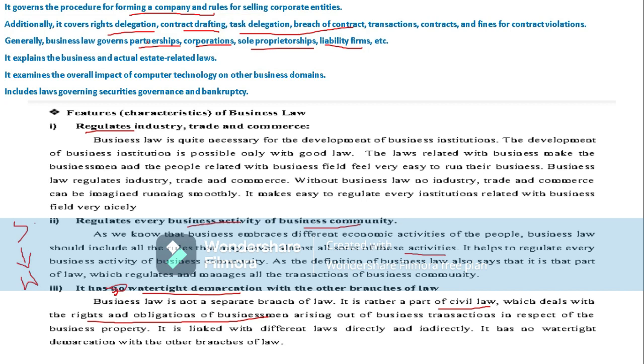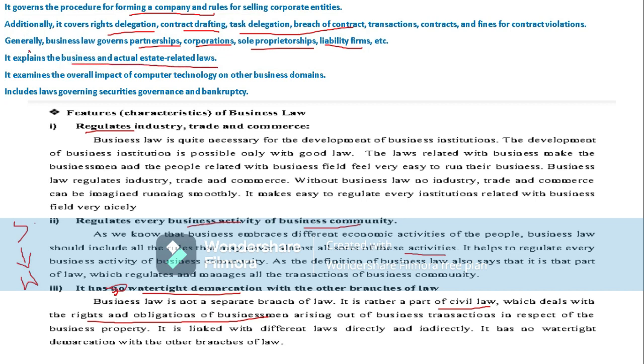Sole proprietorship means a single person runs his own business. Partnership means more than one person enters into a partnership deed and they will run the business. Likewise, corporations also. Here many people from different industries, sorry, different businesses, form into a corporation and they will run the businesses. For sole proprietorship there are separate business laws, for partnership there are separate laws, and for liability firms there are separate business laws to be followed, okay. Likewise, the functioning of business laws depends upon the type of business they are following, and it explains the business and real estate related laws, okay.